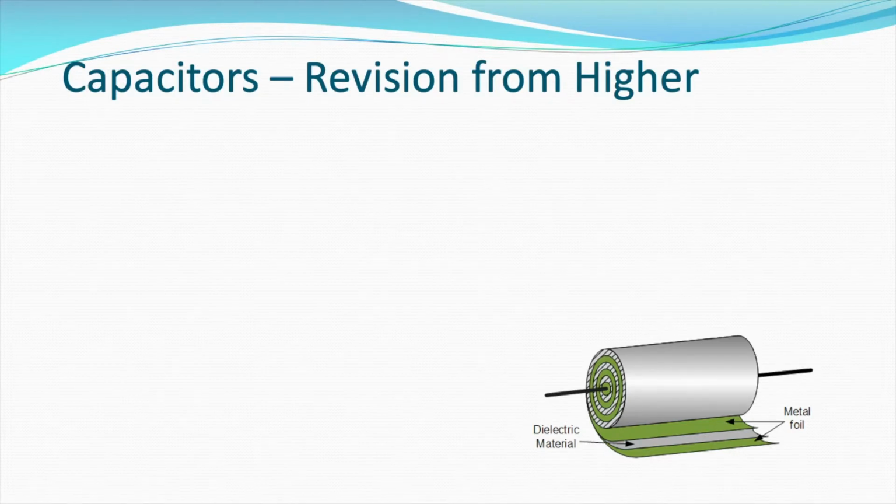So firstly then, capacitors. Now you did capacitors in Higher Physics, or at least I hope you did, but we need to do a little bit of revision of them first. So what is a capacitor? Well, there's a wee diagram of one there at the bottom. It's basically two metal plates separated by an insulator. That insulator is called a dielectric material, but it's just an insulator. It's maybe paper or wax or some insulating material so that the metal plates don't touch each other.